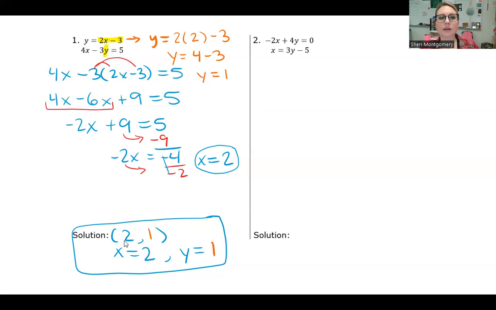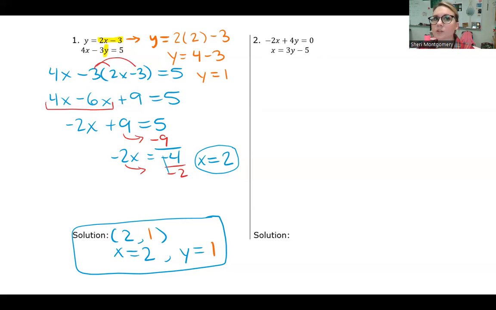So I could take x equals 2 and plug it in here. And I could take y is equal to 1 and plug it into here. It has to make this side equal this side. And if it works, then it's true. It has to work in both of them. So that's how you check your solution.